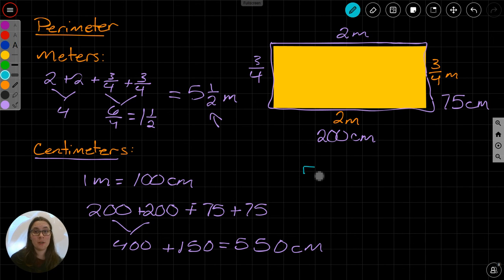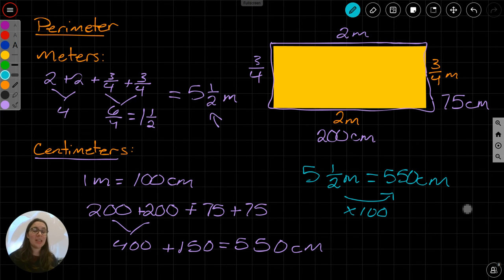The other way is to take this measurement directly, and I'm going to change colors for this. 5 and 1/2 meters equals how many centimeters? And I can just take this and multiply it times 100, which will be 5.5 or 550 centimeters. I get the same result either way. For perimeter, you can do it both ways.